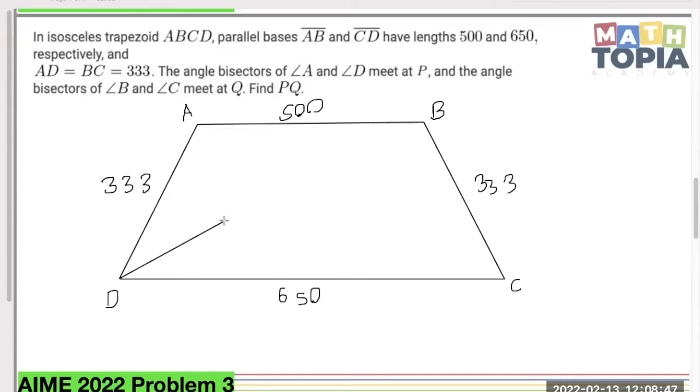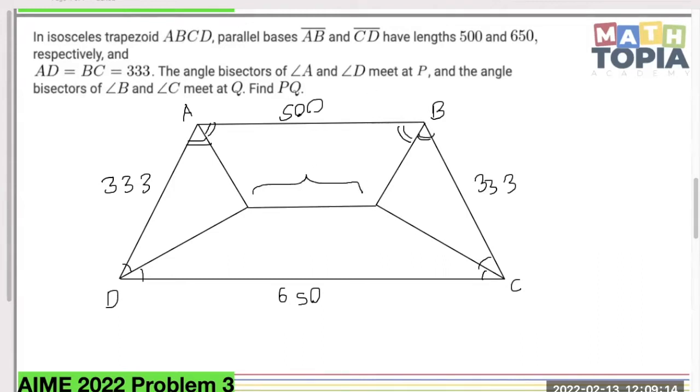Take this angle bisector, take this angle bisector, see where they intersect, take this angle bisector, take this angle bisector, see where they intersect. So angle bisector, angle bisector, angle bisector, angle bisector, and we just take their intersections. And all it's asking for is this length. This is the whole problem right here. It's just asking for that length.